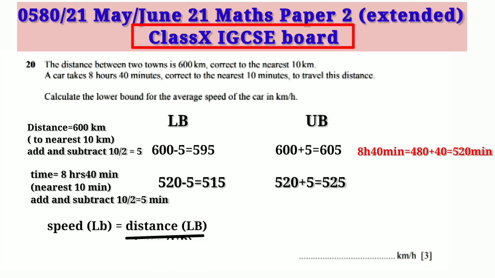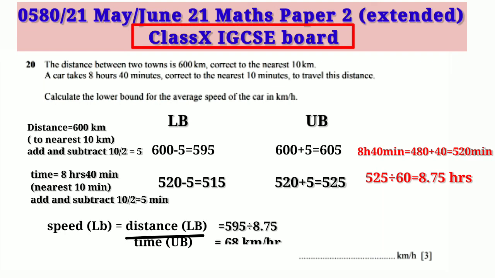Now we have to find the lower bound of the speed. For that we have to take the lower bound of distance but the upper bound of time, so that we get the lower bound of speed. Since we want it in kilometers per hour, we have to change time from minutes to hours. So 525 divided by 60 gives us 8.75. So the lower bound of speed is equal to 595 divided by 8.75, which comes to 68 kilometers per hour. So the lower bound of speed is 68 kilometers per hour.